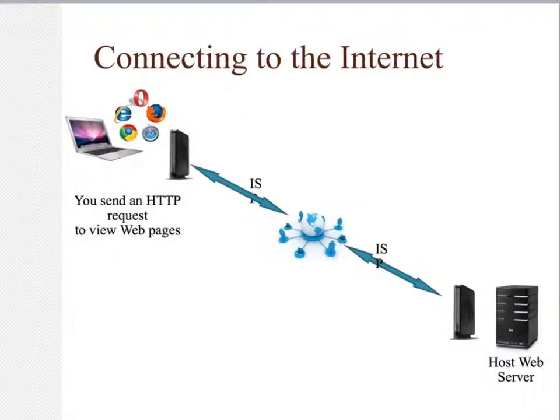So when you're connecting to the internet, this is what's happening. You have an internet service provider at home. The person who's hosting the website that you are trying to access also has an internet service provider. So you're home, you're on your computer, you open up your web browser and you type www.facebook.com. When you click enter, it sends an HTTP request across the internet over to the hosted web server. This server finds the document that you're searching for and sends it right back.